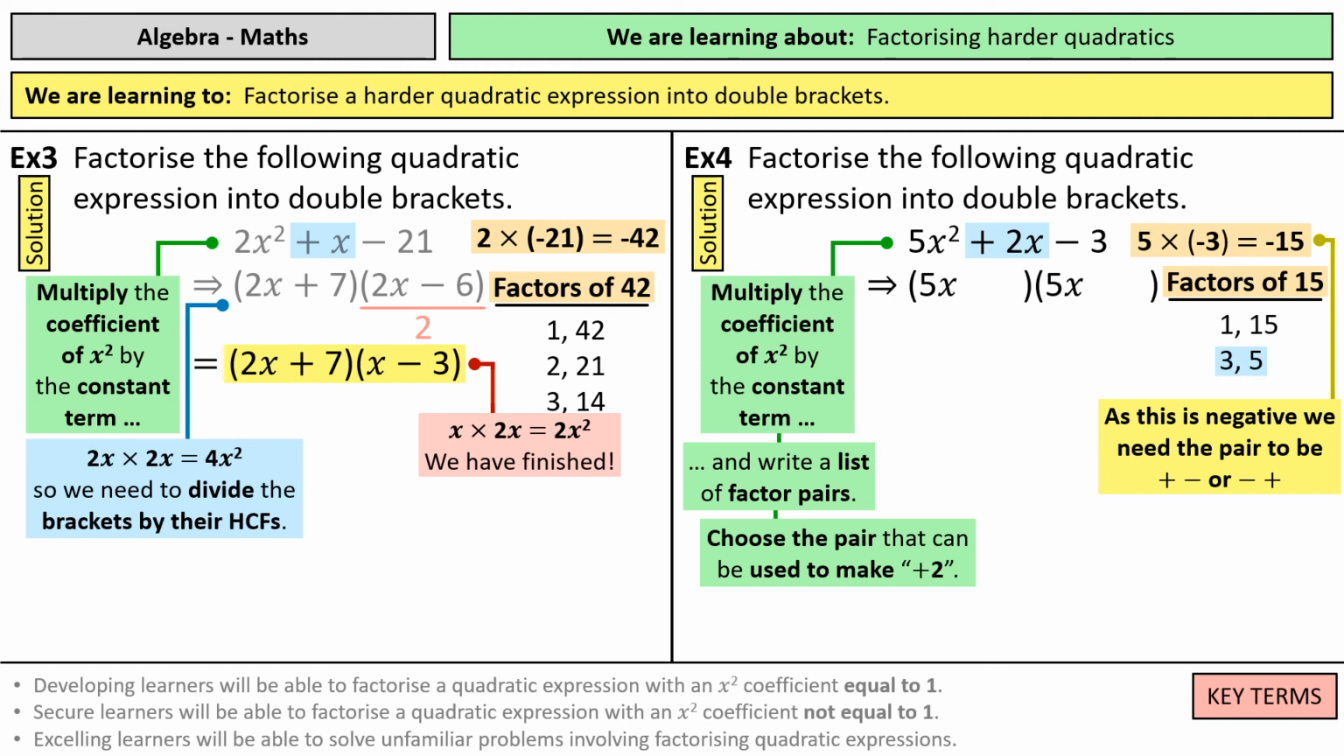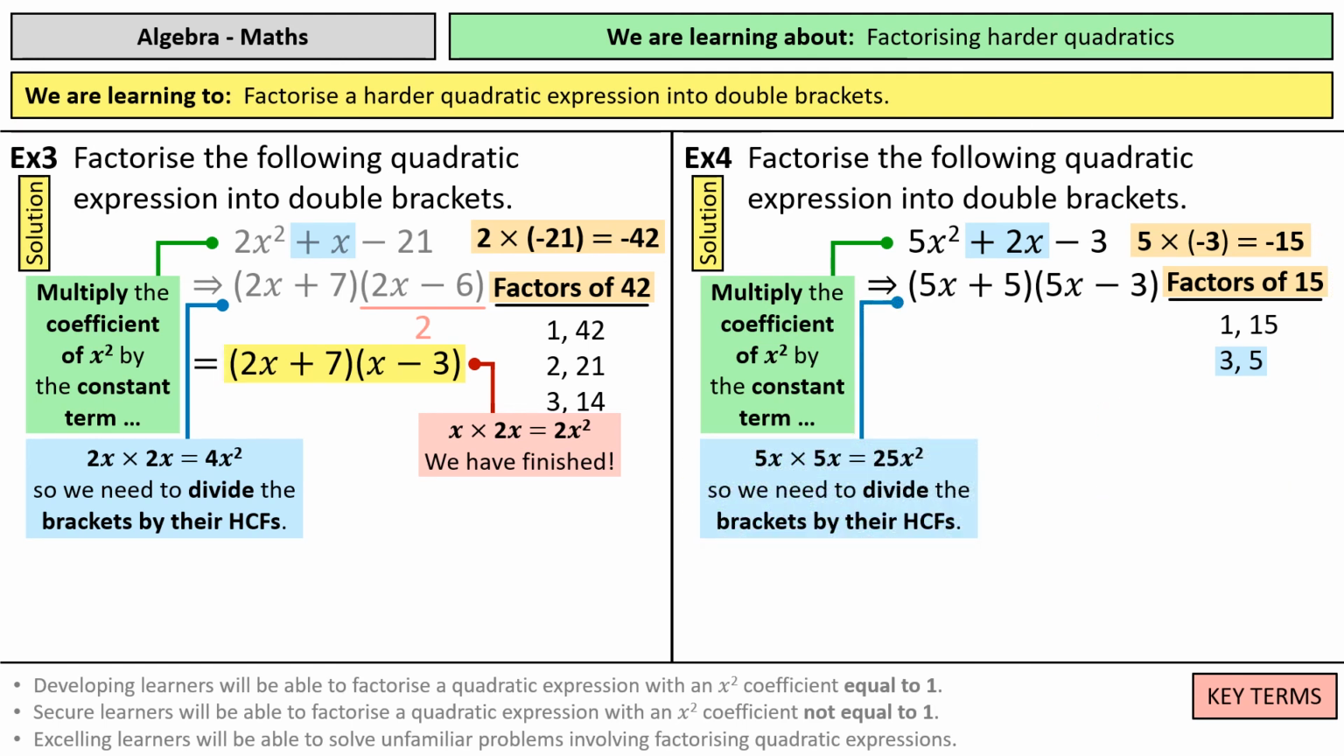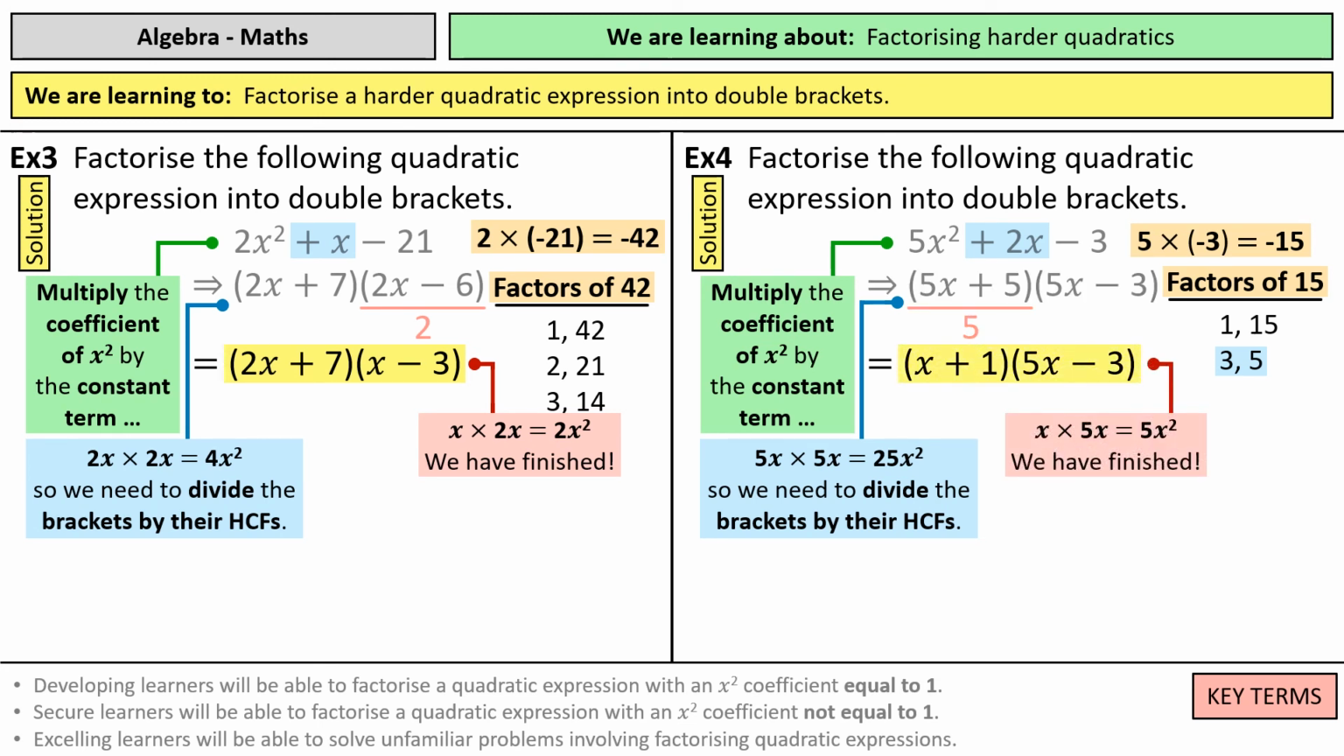Okay, so plus 5 minus 3, and yet again it works because plus 5 times minus 3, the plus times the minus, will give me the minus 15 that I am looking for. Let's put those numbers in, plus 5 minus 3, and this time the second bracket can't be reduced, but the first bracket we can reduce or simplify those numbers by dividing them both by 5, giving me x plus 1, and the second bracket hasn't changed, 5x minus 3.